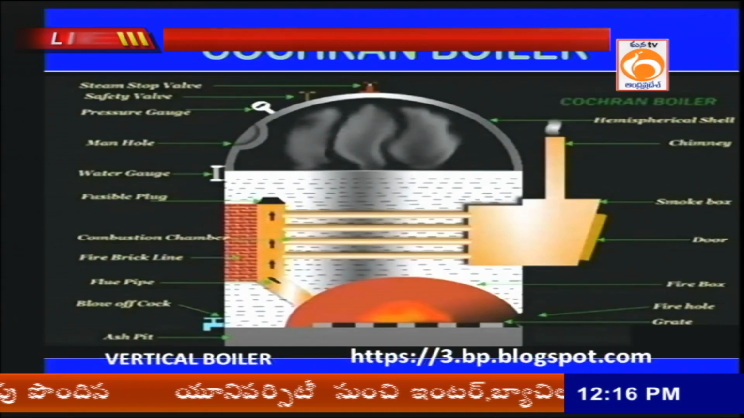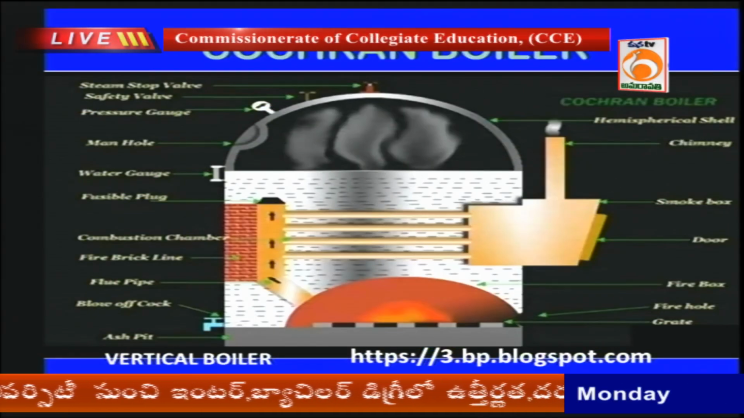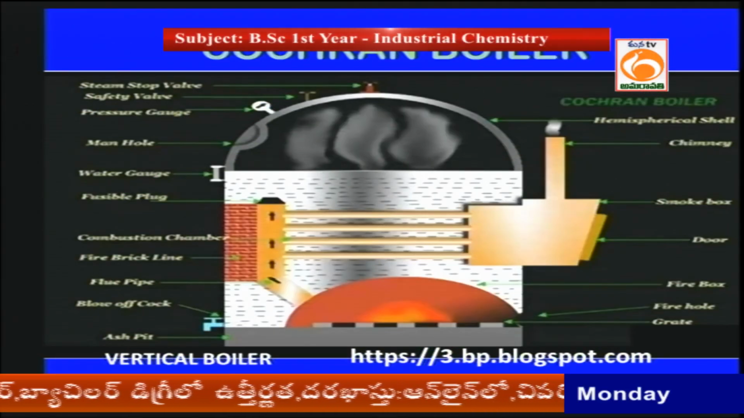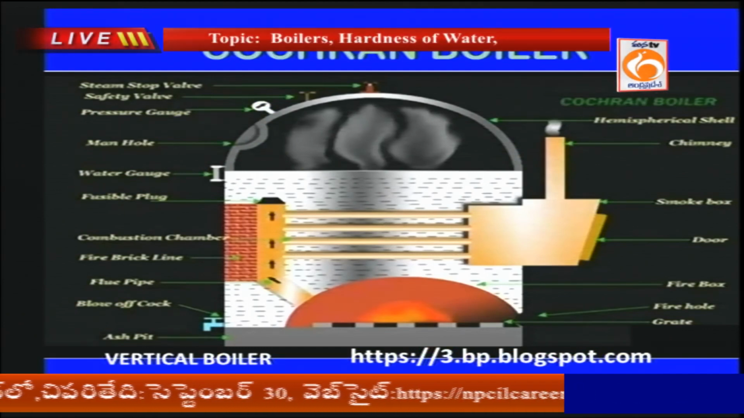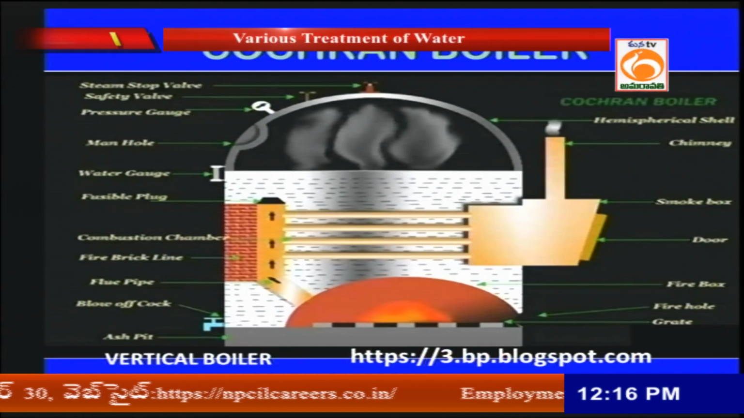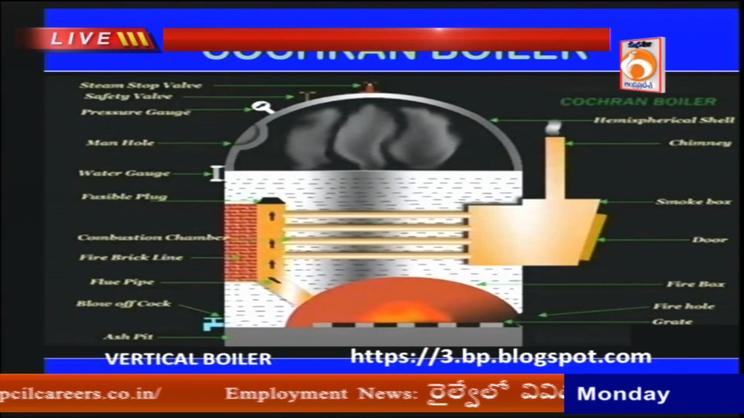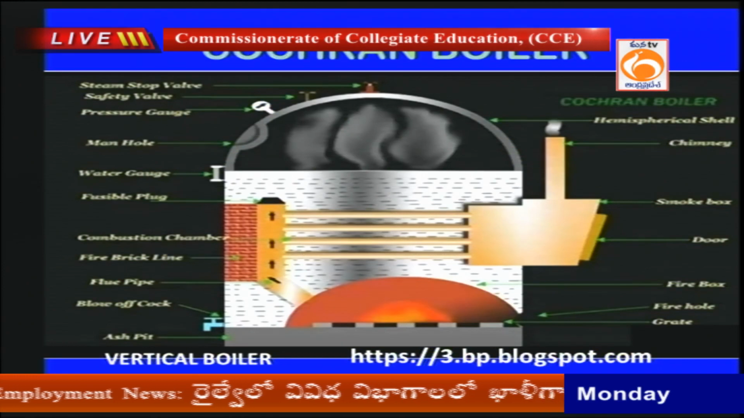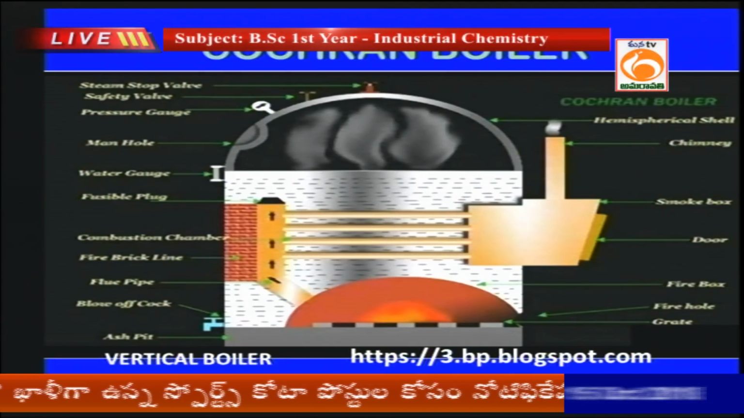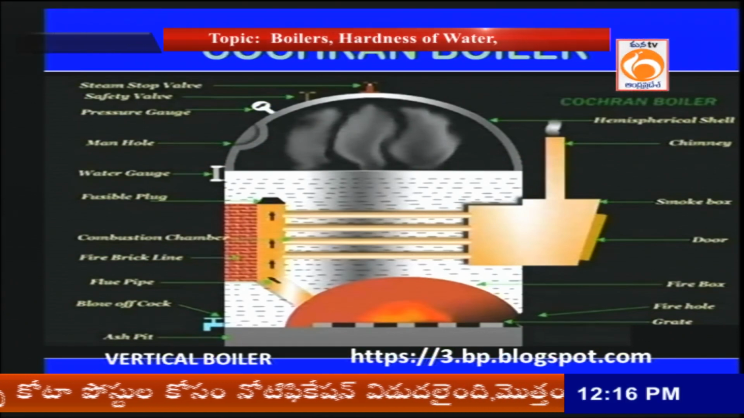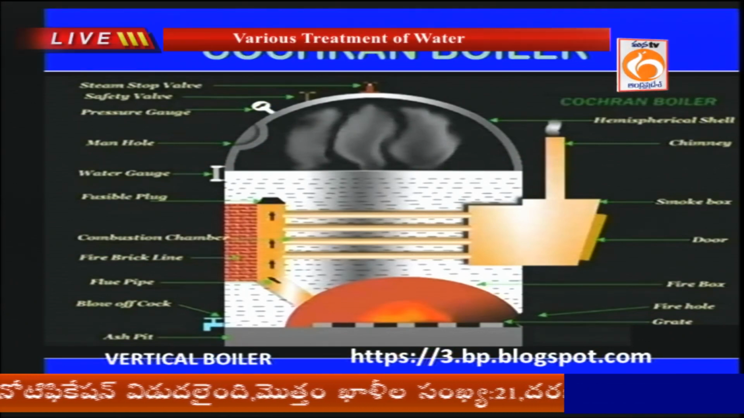And some more boilers, if you see. This is the figure of the Cochran boiler. In that, steam is produced from the top, and here water is there. Here hot gases pass through the tubes, and around that water is there. That water produces steam, and above that the steam will collect.